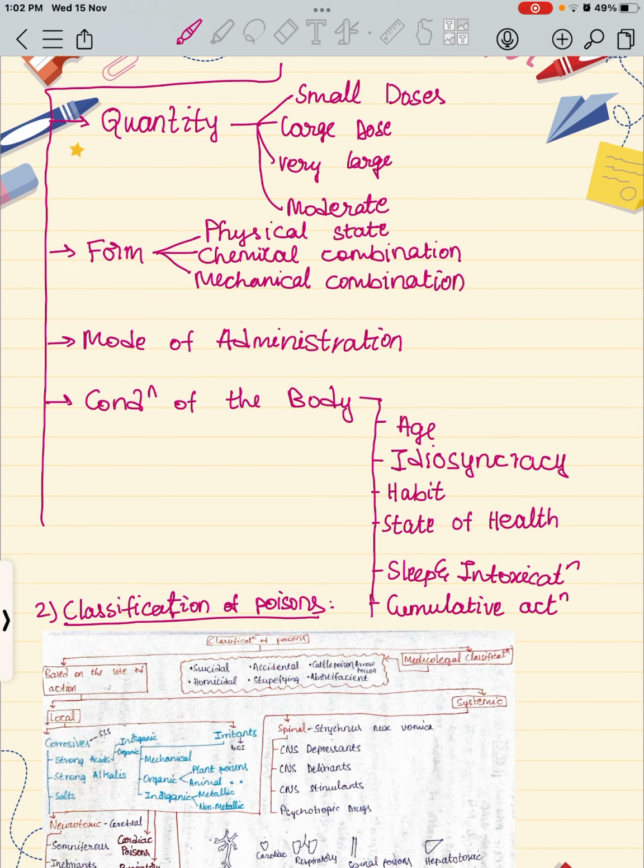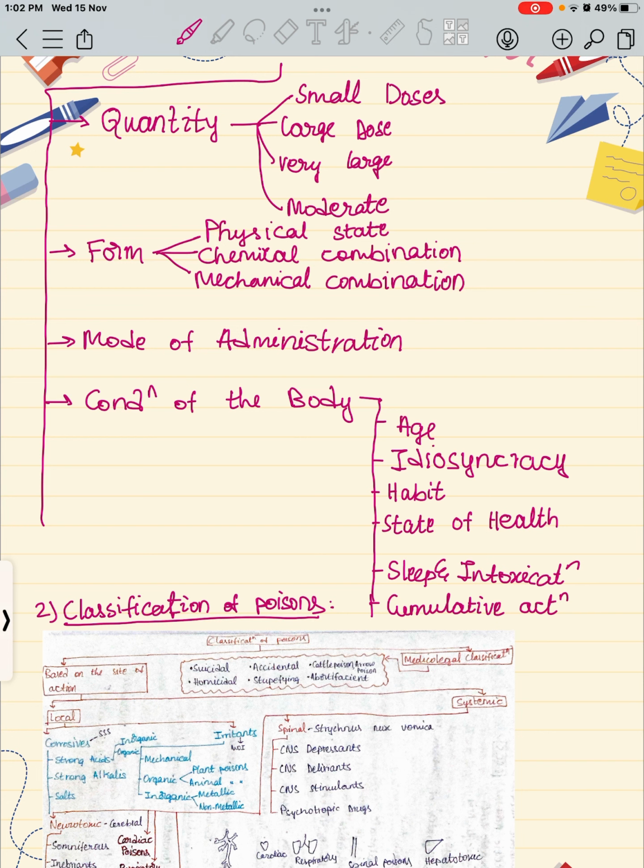Idiosyncrasy. What is meant by idiosyncrasy? Certain people are sensitive to certain drugs and even articles of diet. This explains that some people are allergic to peanuts, and those people can die just by eating a peanut.